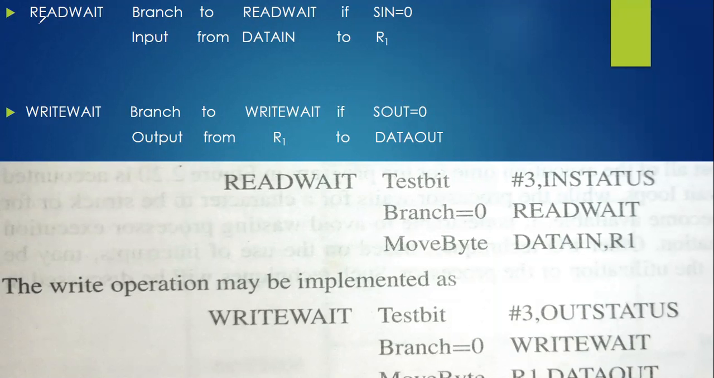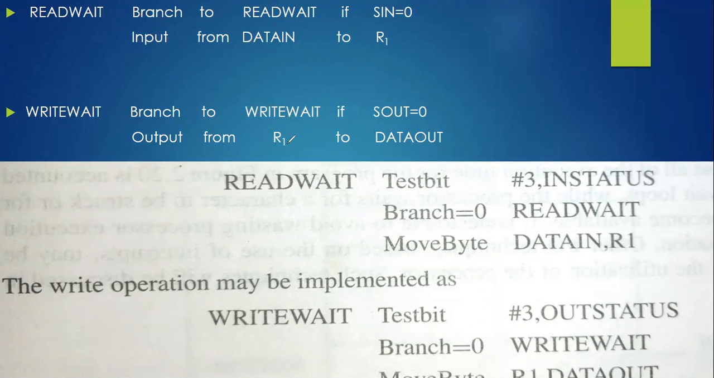Remember, these two lines are a waiting loop. Here we are waiting for the read operation, and here we are waiting for the write operation. If S out becomes 1, then there is no need to go for write wait. We are violating this condition, so we come to the next line.